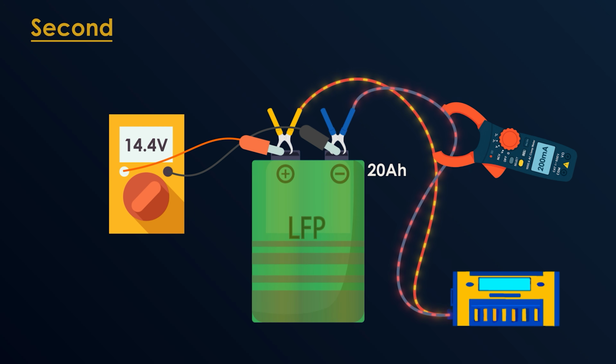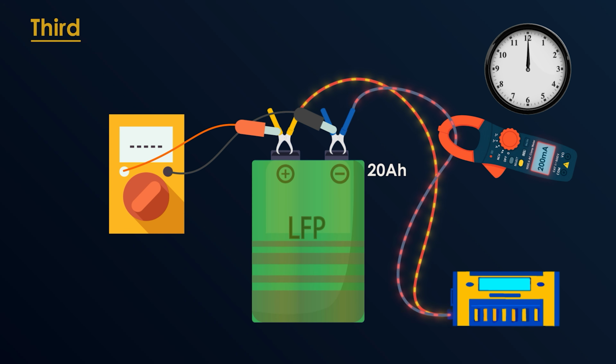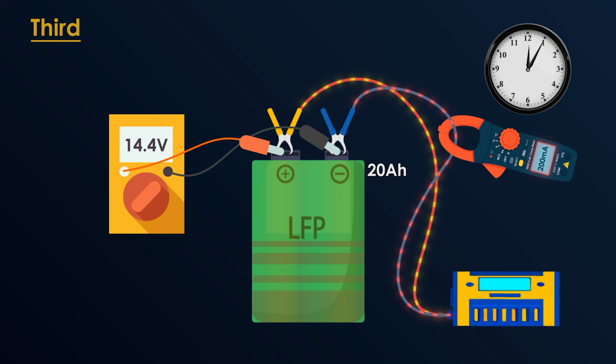Second, our current drops below the tail current during charging. This is usually 2 to 4% of our battery's capacity. It means our battery is so full, it literally cannot accept any more electrons. And third, dwell time. We need these conditions to stay stable for 3 to 5 minutes to make sure it wasn't just a temporary fluke or a passing cloud.